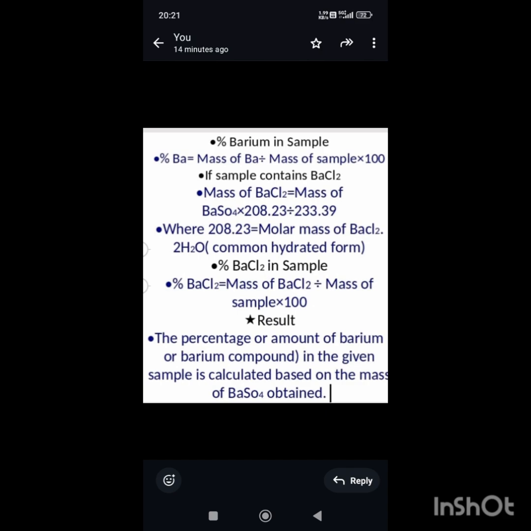Fourth one, if the sample contains barium chloride, mass of barium chloride is equal to mass of barium sulfate times 208.23 divided by 233.39, where 208.23 is the molar mass of barium chloride dihydrate, BaCl2·2H2O, the common hydrated form. And fifth one, barium chloride in sample. Percentage of barium chloride is equal to mass of barium chloride divided by mass of sample times 100. Result: the percentage or amount of barium or barium compound in the given sample is calculated based on the mass of barium sulfate obtained.